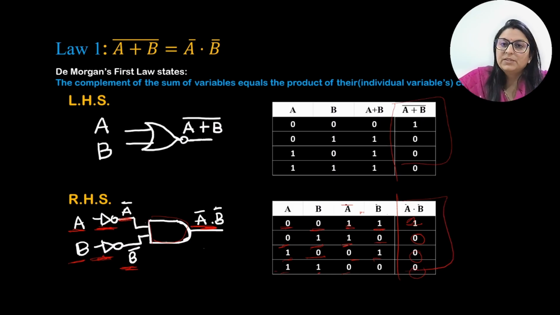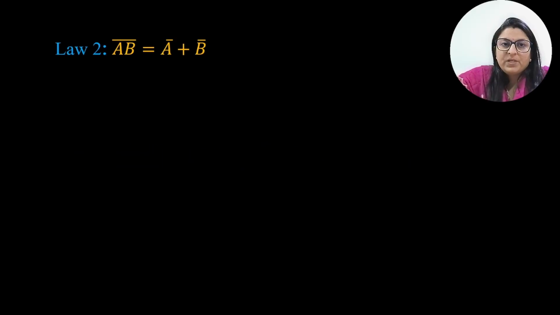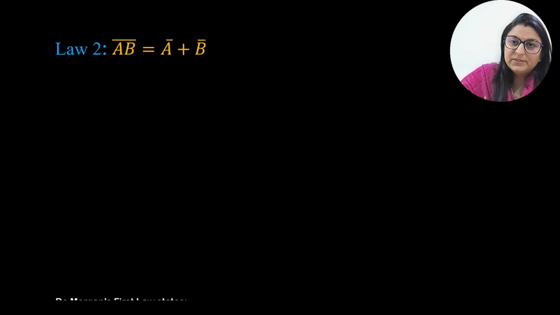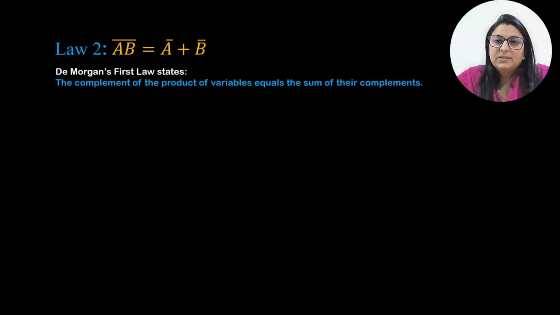So we can use a bar plus b whole bar is equals to a bar into b bar. So this way you can write your first theorem. Okay, so let us have the second law, that is a into b whole bar is equals to a bar plus b bar. So let us first understand the logical statement.